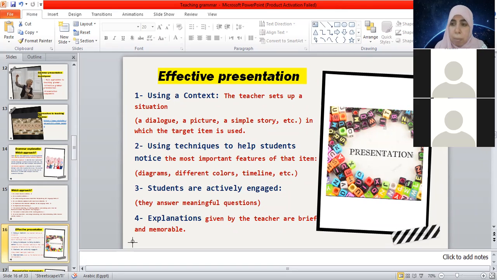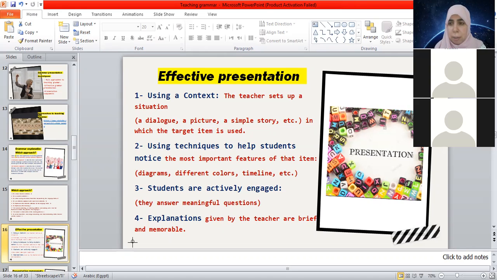Number 2, techniques to help students remember and notice the features of the grammar item. Number 3, you can motivate your students to be engaged and involved in the presentation. So don't let them just sit and listen, because they want to be focused with you. If they just sit and listen, try to involve them in the presentation. And the last one, explanation, and I'm sure all of us do our best to make it simple and clear for our learners. This is the effective presentation, okay?